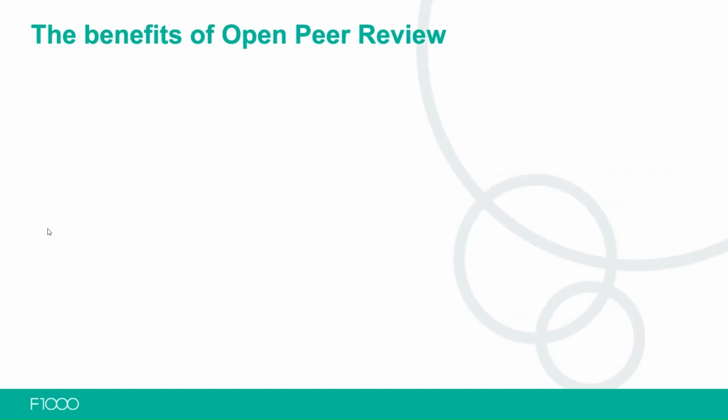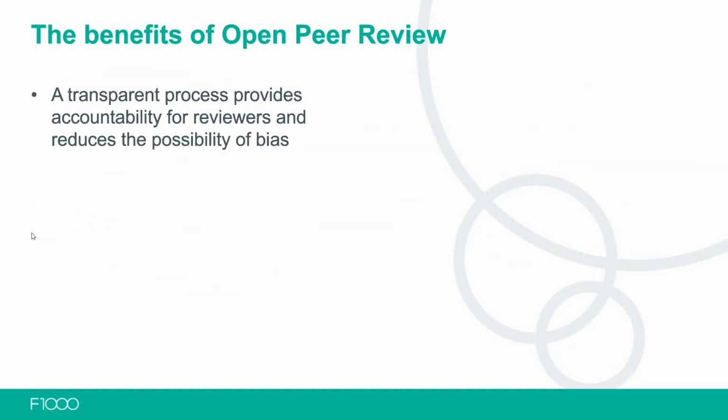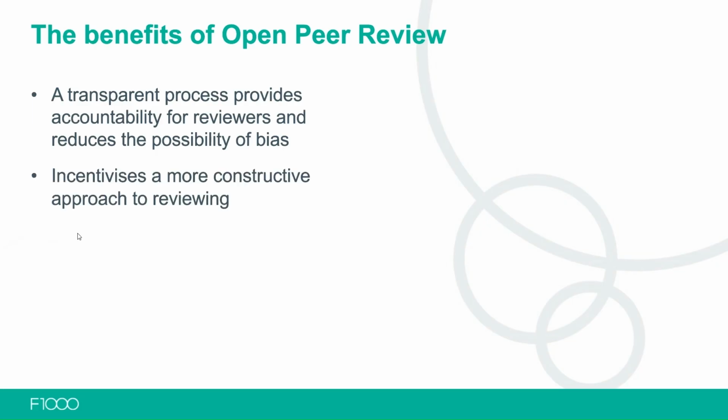So with that in mind, what are the benefits of open peer review in general? A transparent process means that everyone's actions are public and they can be held accountable for their comments and responses. This reduces the possibility of bias and enables poor behaviours to be called out. This then incentivises a more constructive and collaborative approach to reviewing, where authors and reviewers approach the process communally and constructively. By providing reports and responses publicly, everyone can benefit from the peer review process.